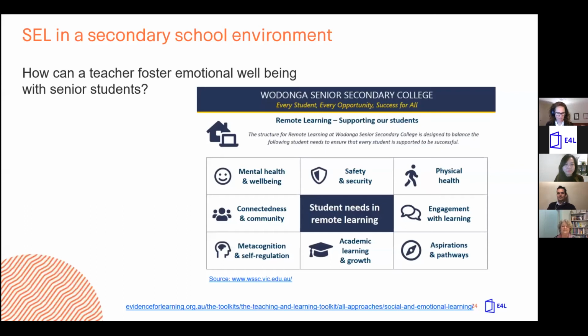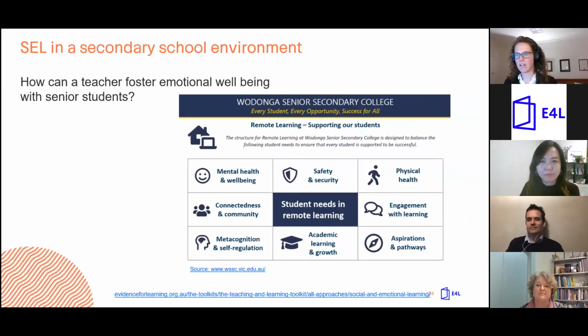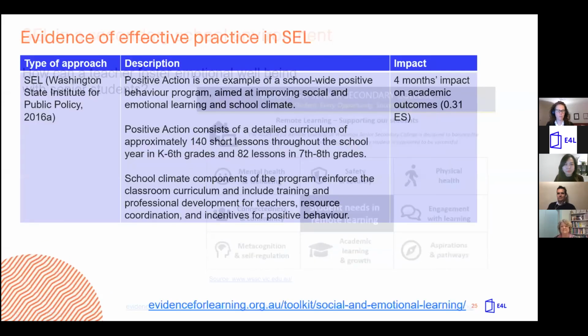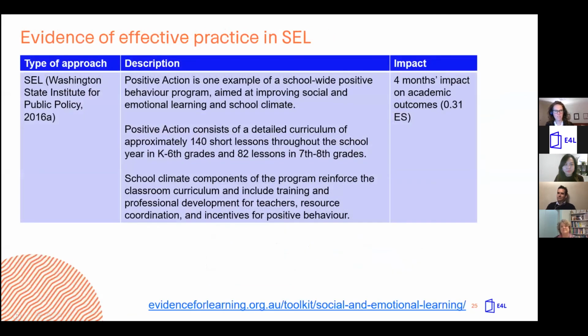Yeah, I think we can't really emphasize that enough. And I'm going to pass over to Pauline to talk about a program that has evidence in the senior secondary, in the lower secondary setting.